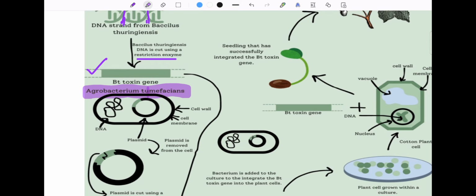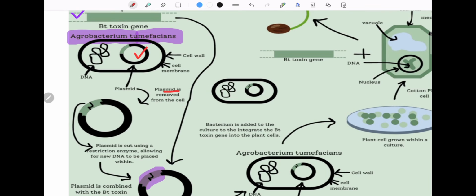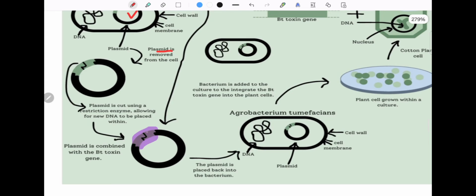This is the vector. Okay, and this vector has a plasmid. The plasmid is removed from the cell, and we cut this plasmid with the help of restriction enzyme. Okay, and we incorporate the Bt gene into that plasmid. Okay, the plasmid is combined with the Bt toxin gene. After combining the Bt toxin gene with that plasmid, again we place it back within the Agrobacterium tumefaciens.